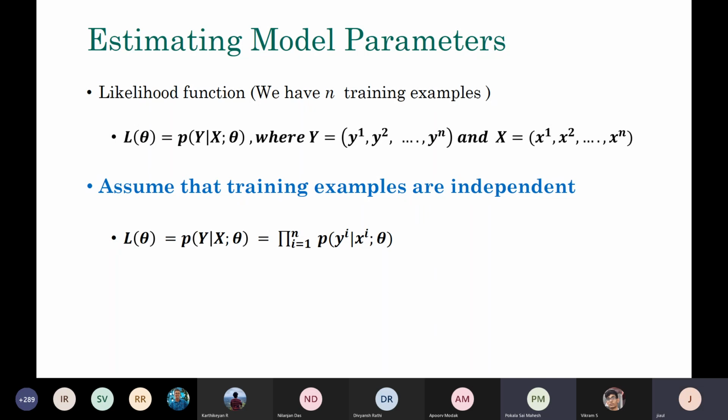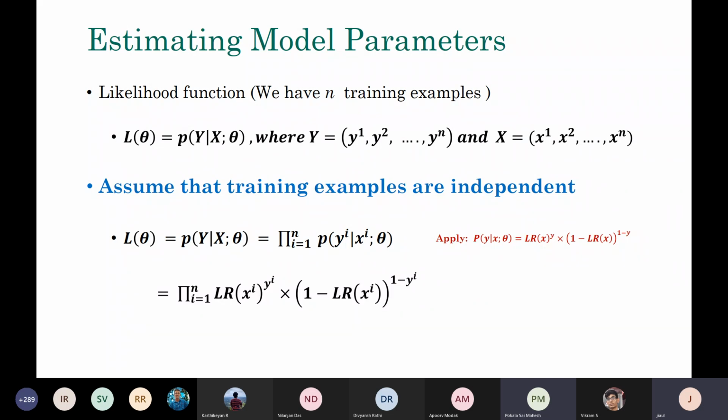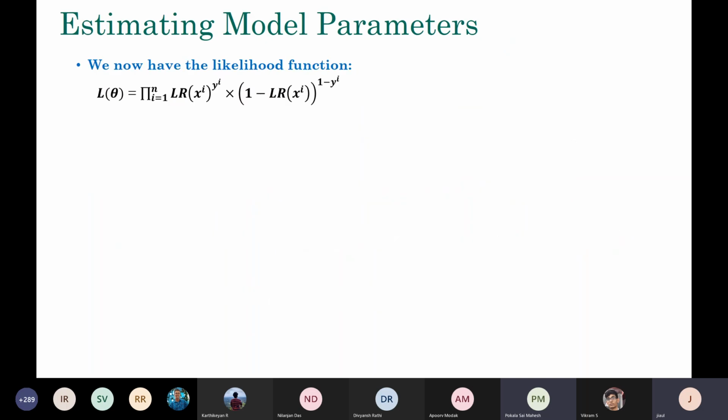Now go back to the expression from my previous slide, the compact expression that we have been talking about. We can use that to replace this thing with this thing. I know this expression, so I can replace this one and I'm going to get this one. So this is my likelihood function, and I have to optimize it. But optimize with respect to what? With respect to thetas, because thetas are the parameters in this particular expression.